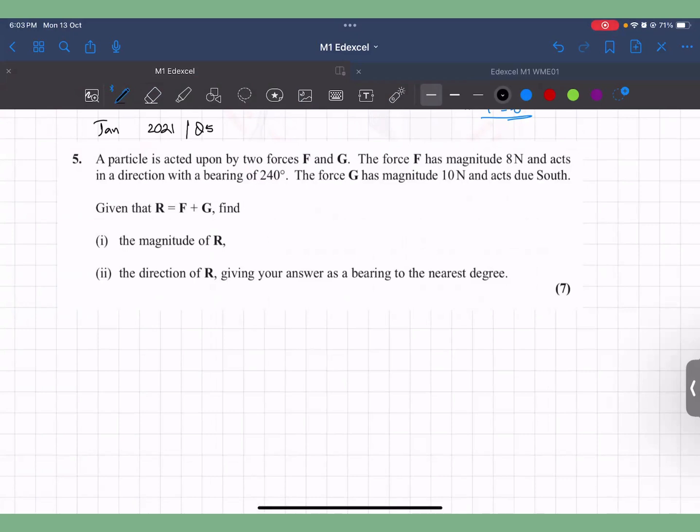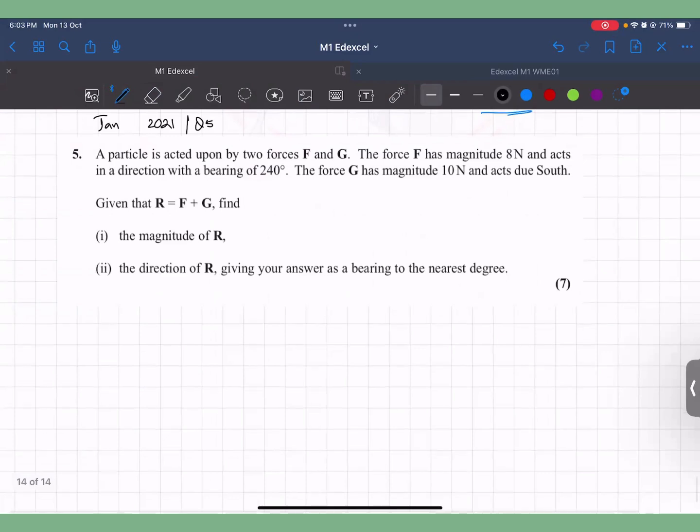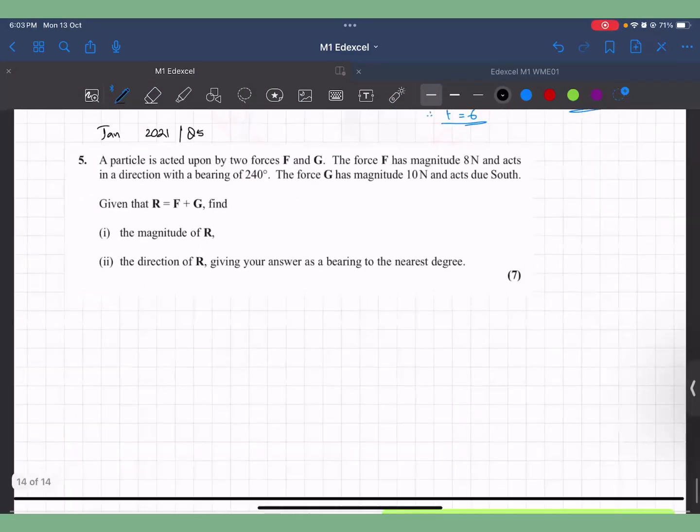A particle is acted upon by two forces F and G. F has a magnitude of 8 N and acts in the direction of a bearing of 240. G has a magnitude of 10 N and acts south. Given that R is F plus G, find the magnitude of R.